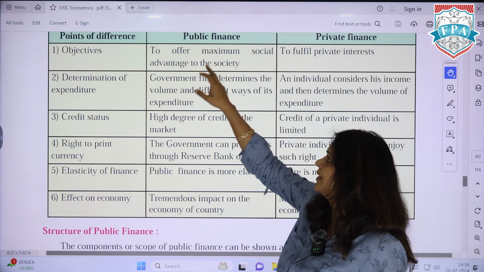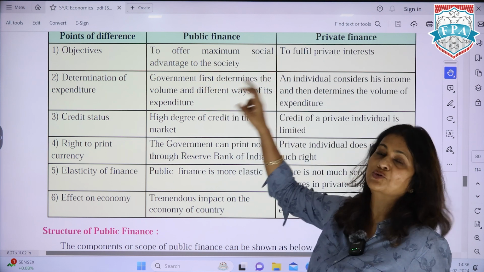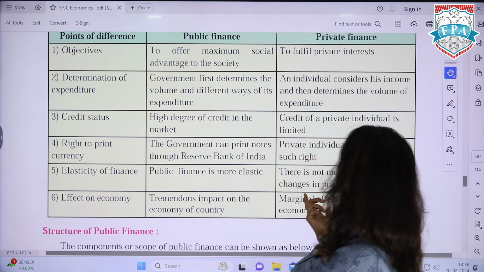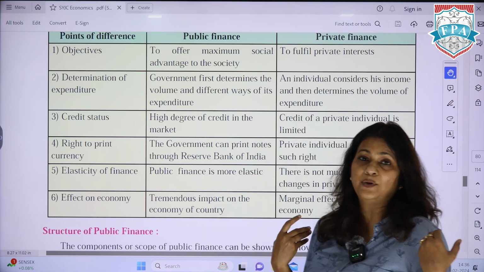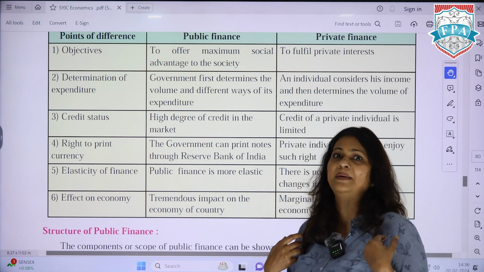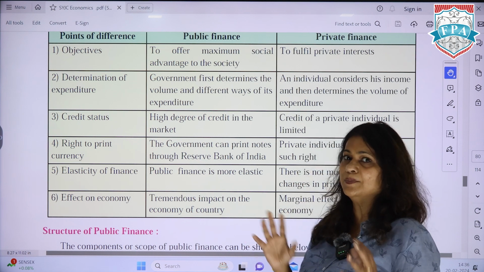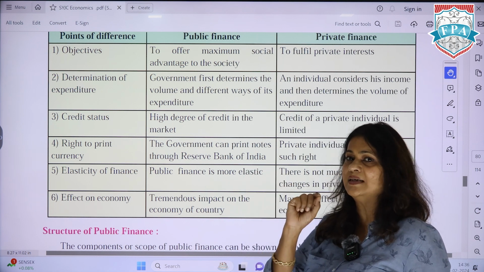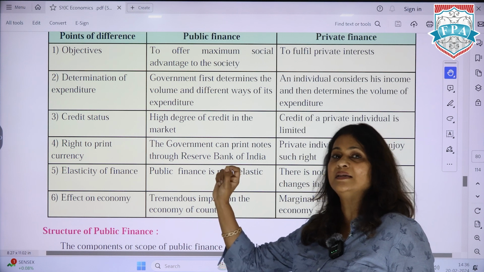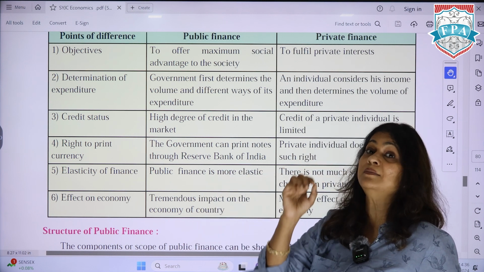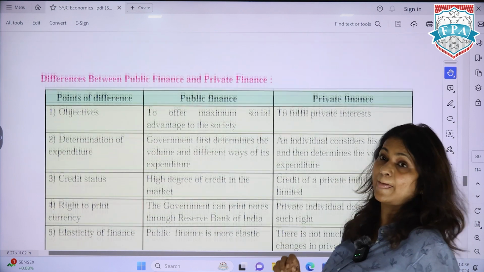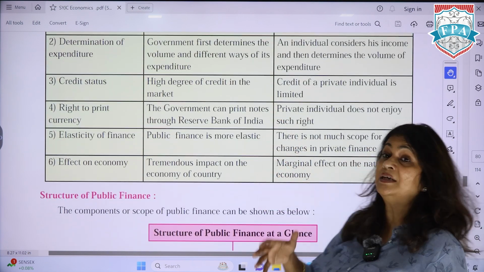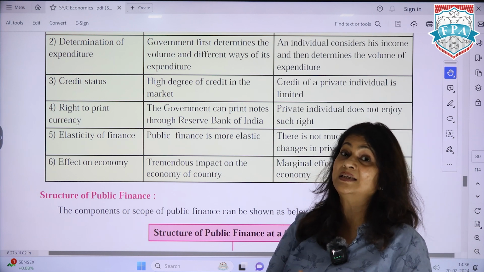Public finance's objective is to offer maximum social advantage. But if we talk about private finance, of course, if I'm talking about my finance, I'll be looking out only for my benefits, right? So public finance or private finance, if I am asked the question define public finance, I can write one of the features of public finance is that the purpose of public finance is to provide maximum advantage to the society.